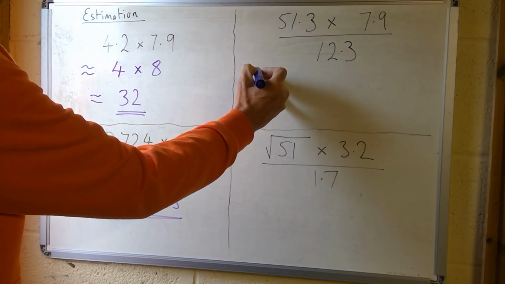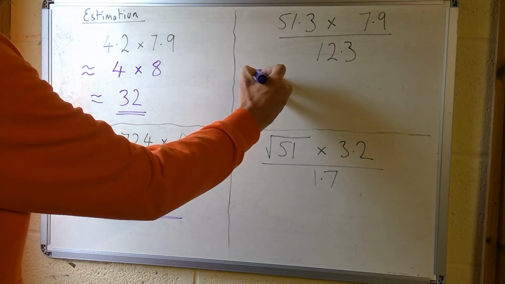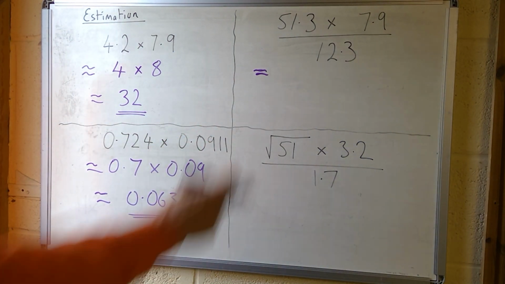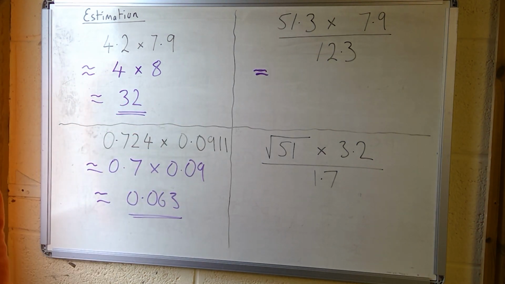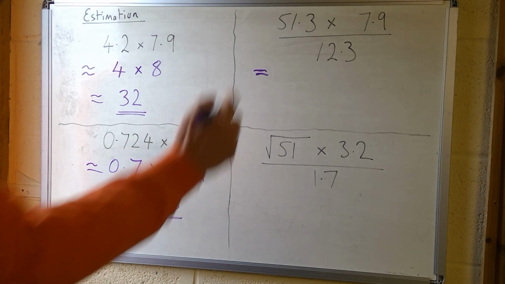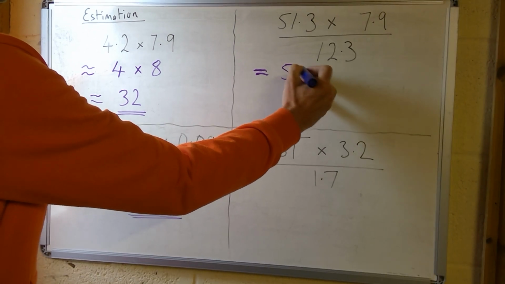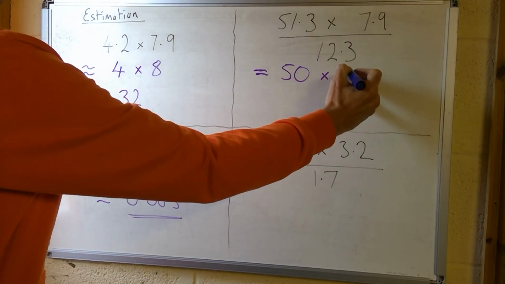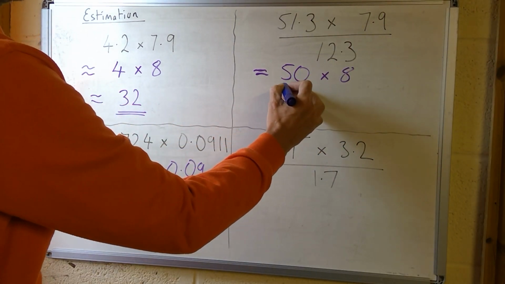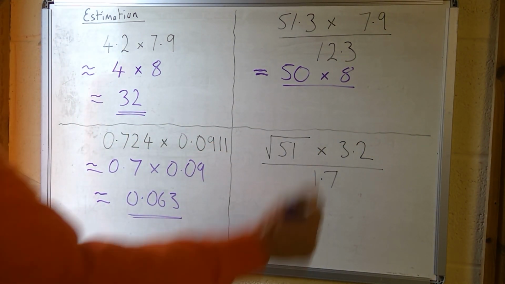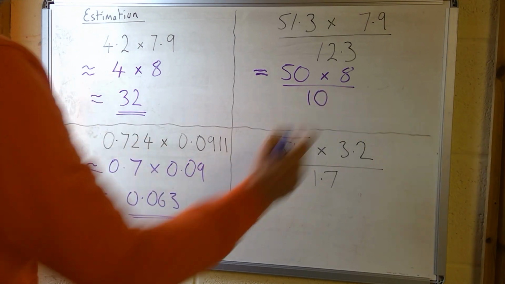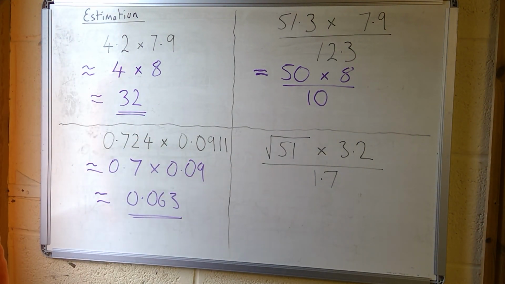Slightly more complicated one here where we'll have 2 stages. Now some people might round this one to 51, but 51 is not an easy number to work with. So we'd still have to do quite a difficult calculation. It wouldn't really be an estimate. So round to one significant figure, so that would be 50. This one to one significant figure would be 8, divided by 12.3 to one significant figure, once again, will be 10. Nothing too accurate necessary.